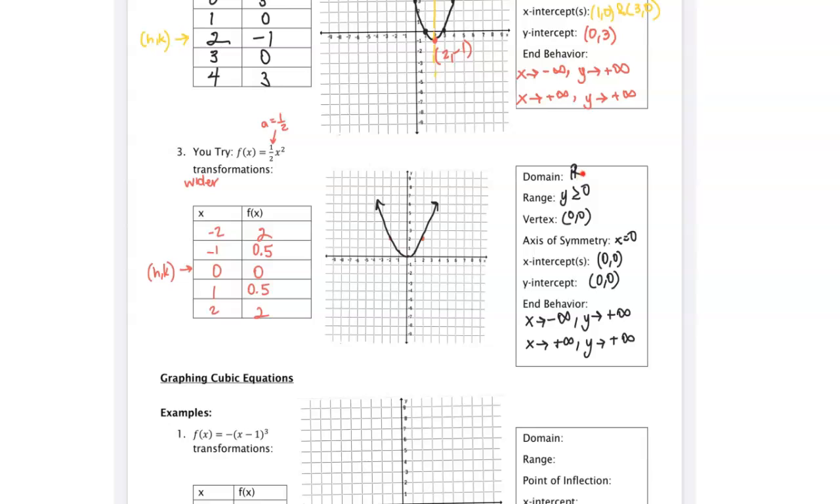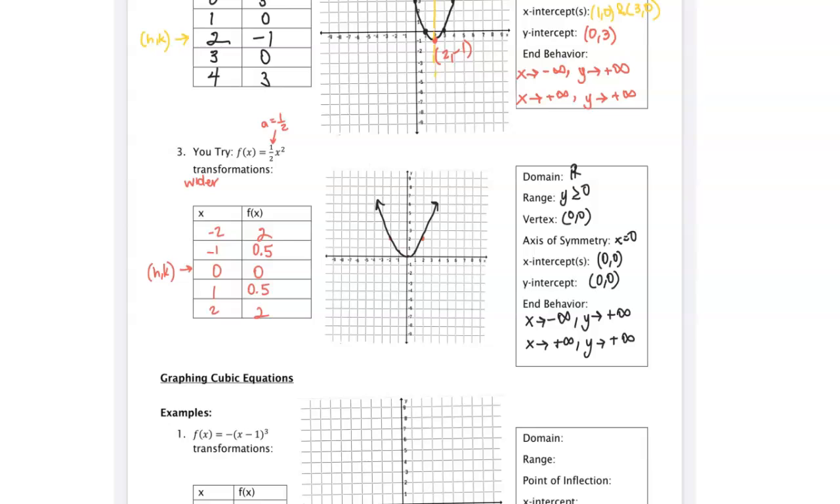The domain is all real numbers. The range is y is greater than or equal to 0. Your vertex is 0, 0. Your axis of symmetry is x equals 0. The x-intercept is the point 0, 0. The y-intercept is the same, the point 0, 0. And then we have our x equals 0.